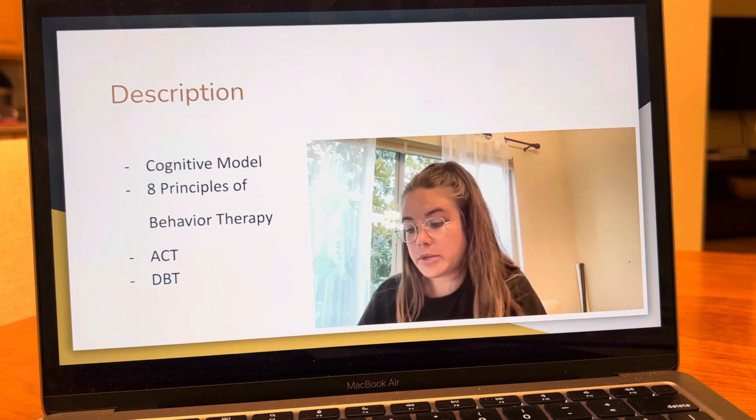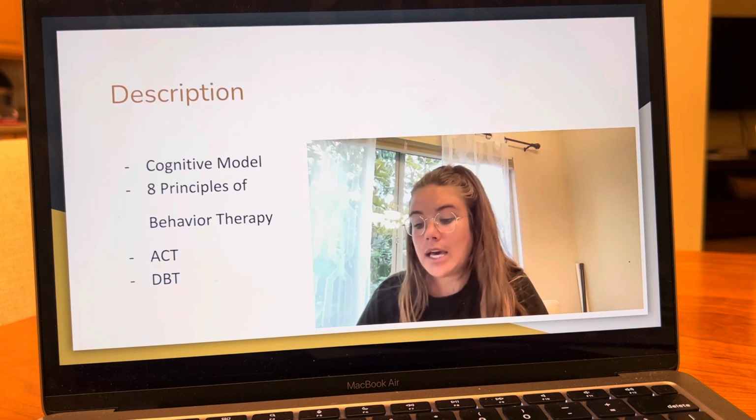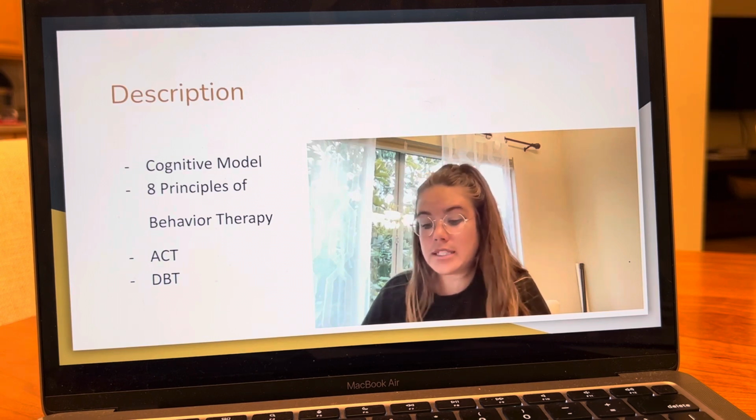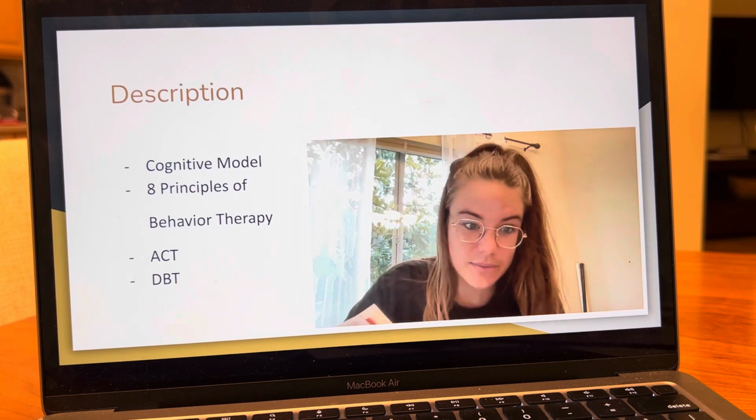DBT is a holistic perspective in which reality is fluid and is composed of opposing forces, the synthesis of which creates a new set of opposing forces.